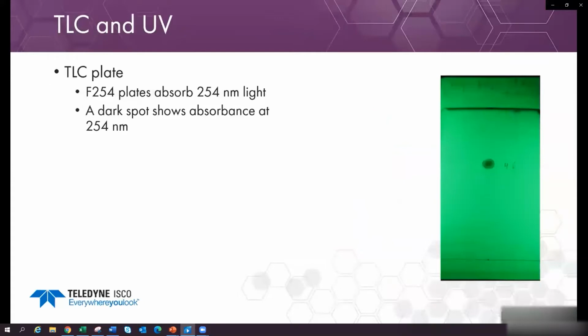TLC plates are infused with zinc silicate, which absorbs at 254 nanometers, hence the name F254. After it absorbs the light, it then emits a green light. For fluorescence to occur, there has to be an absorption of light. So therefore, if the compound blocks 254 nanometer light, this light can't get to the phosphor, and there will be a dark spot because there is no fluorescence.